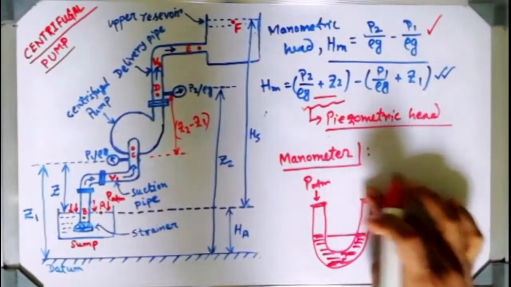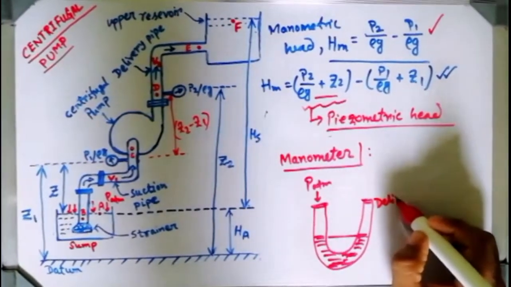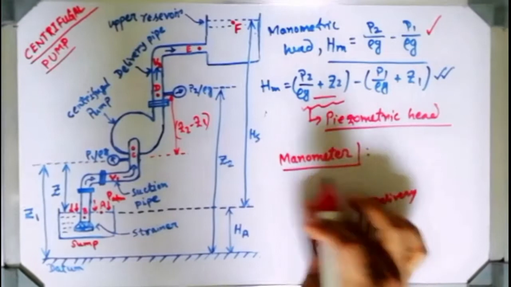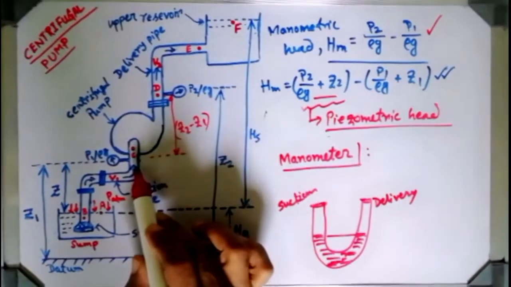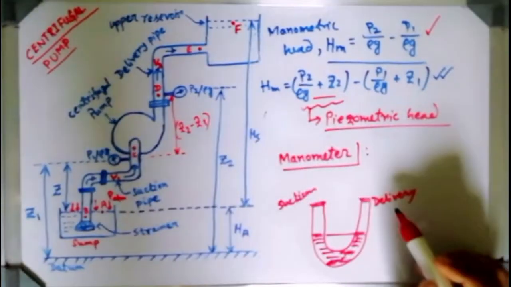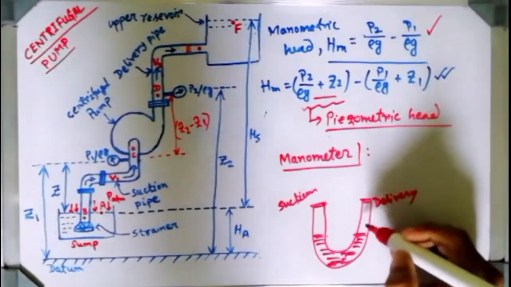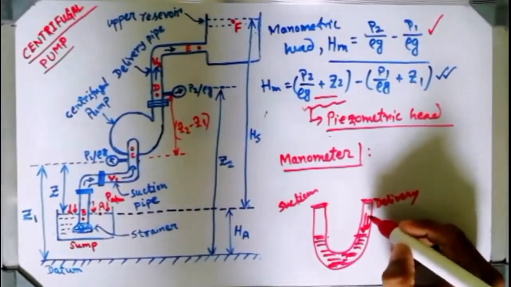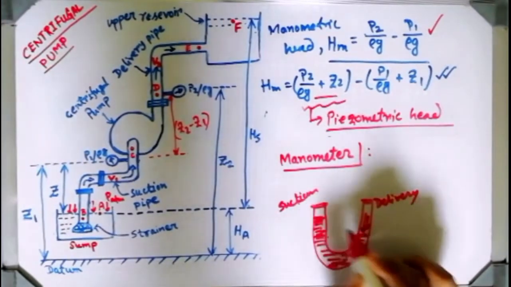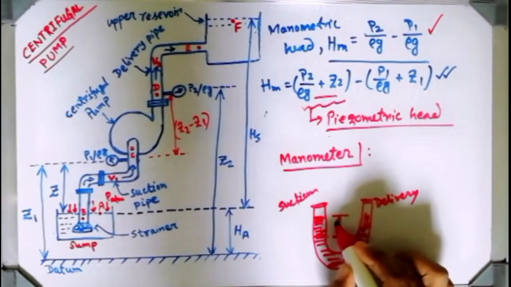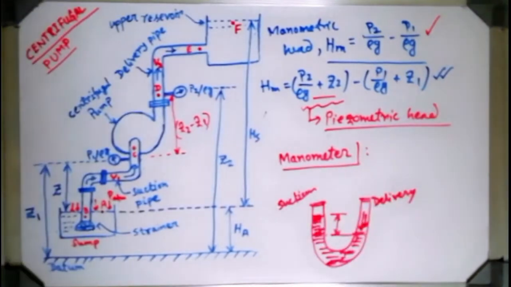Now suppose this end is connected to the delivery side of the pump, and this other end of the pipe is connected to the suction side. Already I told you the suction side will be at lesser pressure than atmospheric pressure, and the delivery pressure will be higher than atmospheric pressure. So on this side the working fluid will depress the fluid, and as a result the fluid on the other side will rise. So there will be a difference of level of liquid, that means the mercury level will be different. Are you getting me or not?